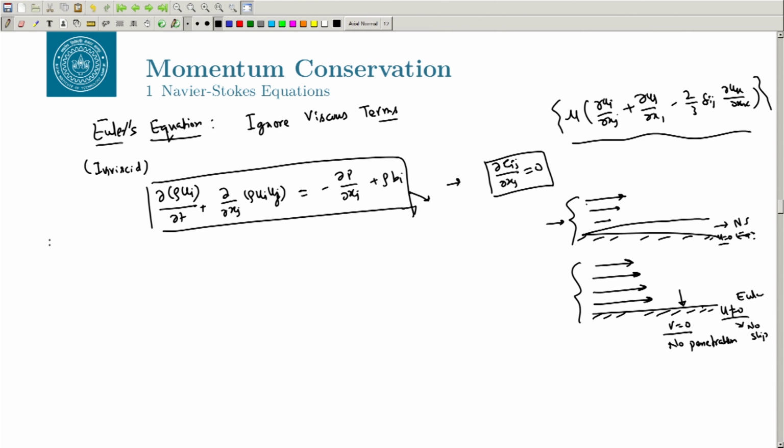This is one mistake many students make: they solve the Euler equation, but then say that they have used the no slip boundary condition, which is not correct. If you are using the Euler equation, it will be a slip boundary condition.